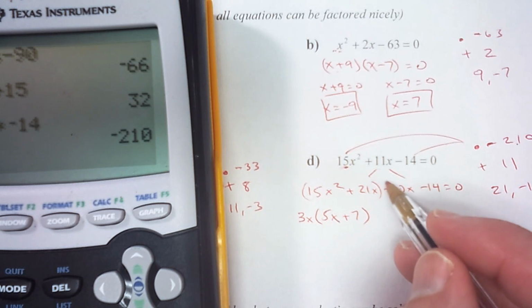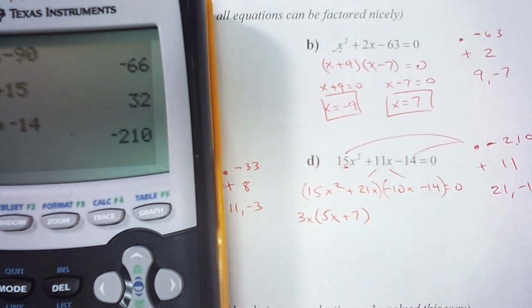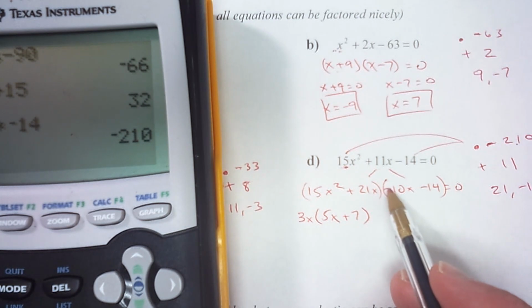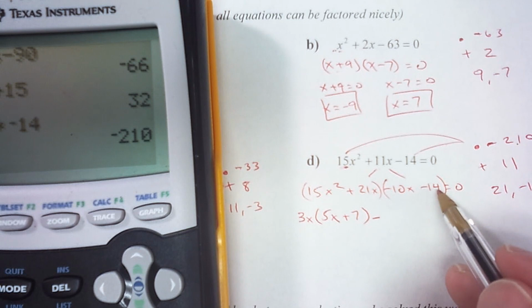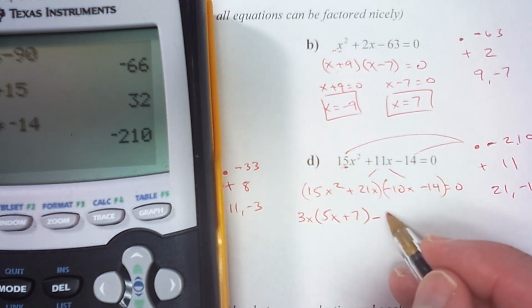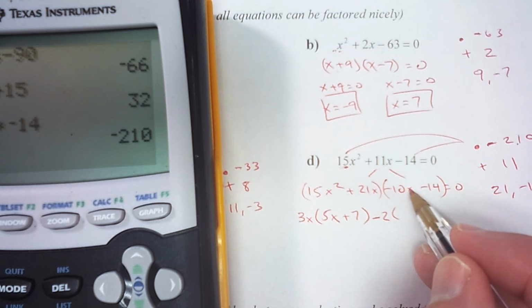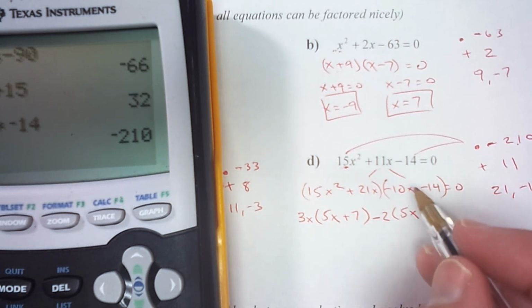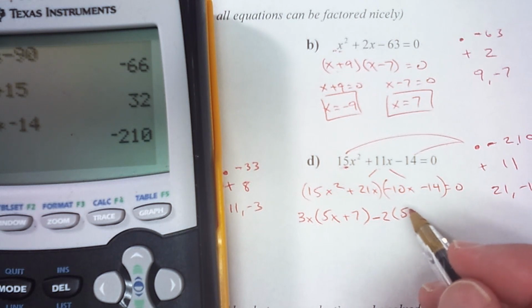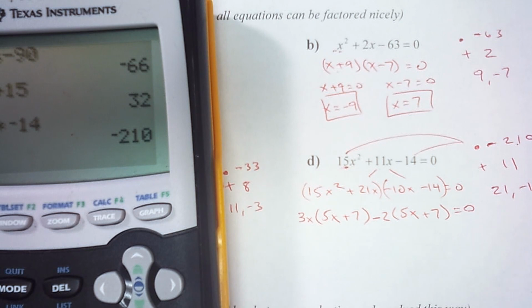Okay, so this next set of terms, and I need to bring this sign with it. When that's a negative, I need to factor out a negative, and the greatest common factor then would be 2. So I can factor out a negative 2. Negative 10x divided by negative 2 is 5x, and negative 14 divided by negative 2 is positive 7. Okay?